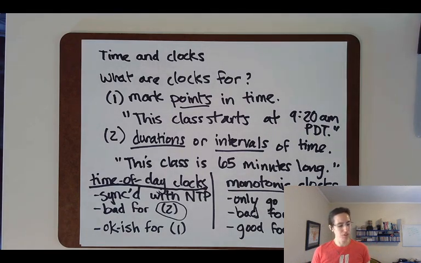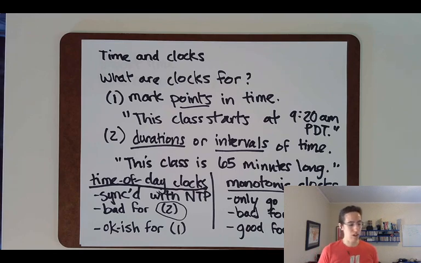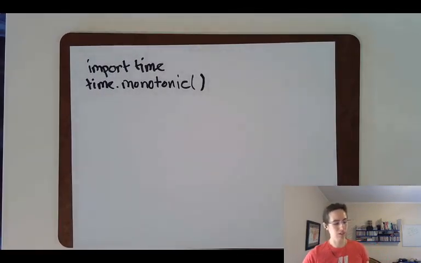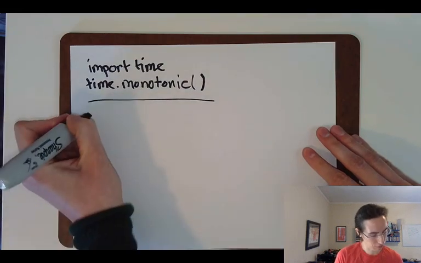That leaves us with this question, right? We have a way of measuring durations or intervals of time that works reasonably well for distributed systems. But this question of how to mark points in time is still open. We don't necessarily have a good way of doing it using these kinds of clocks. Now is probably a good time to point out that the kinds of clocks that I've been talking about so far, time of day clocks and monotonic clocks, are what are called physical clocks.